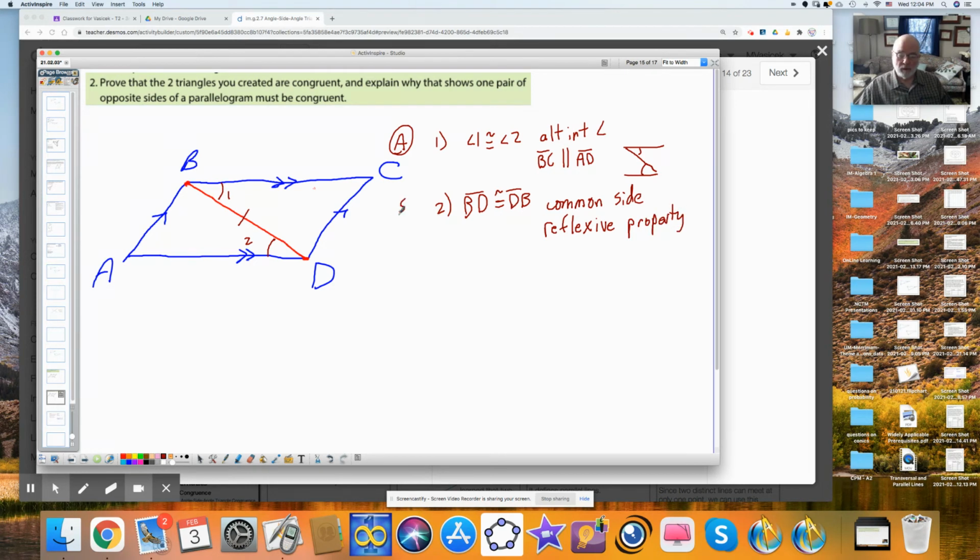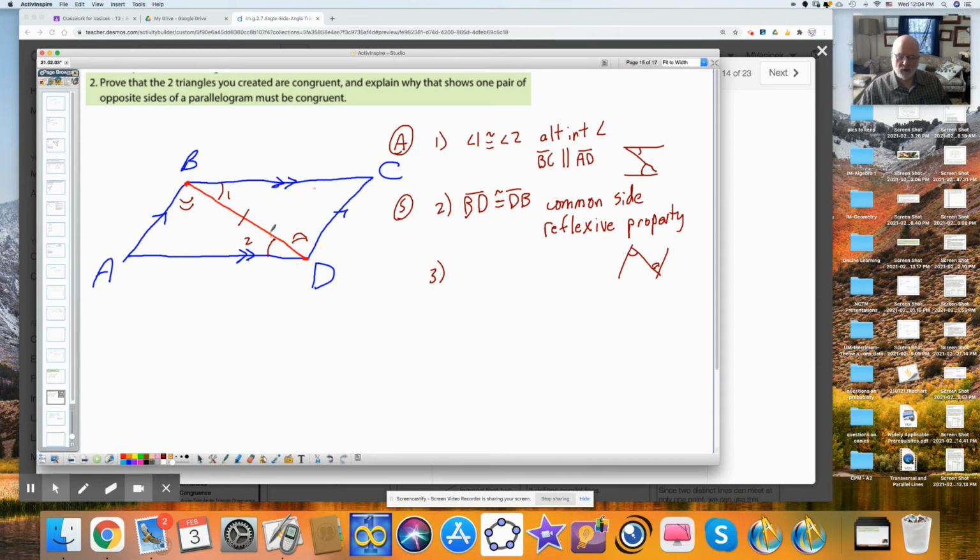Wait a minute. That's one side with one triangle and one side with the other triangle. So I have angle, side. There is no angle side shortcut. I need another angle. Well, I have another angle. I have this angle. It's congruent to this one. When a transversal crosses parallel lines, which parallel lines? These lines that are parallel. Here's my transversal. The alternate interior angles are congruent.